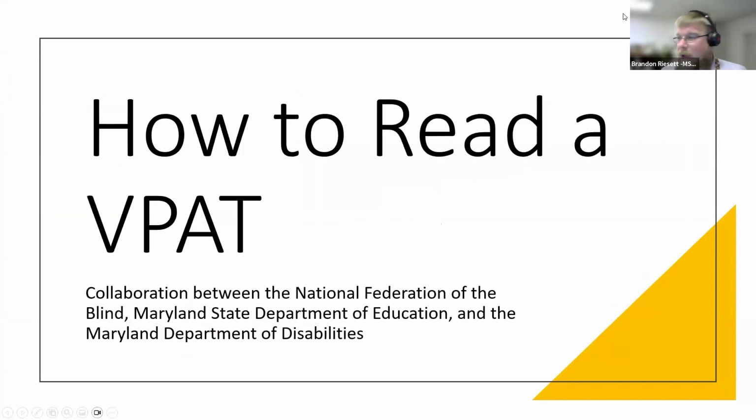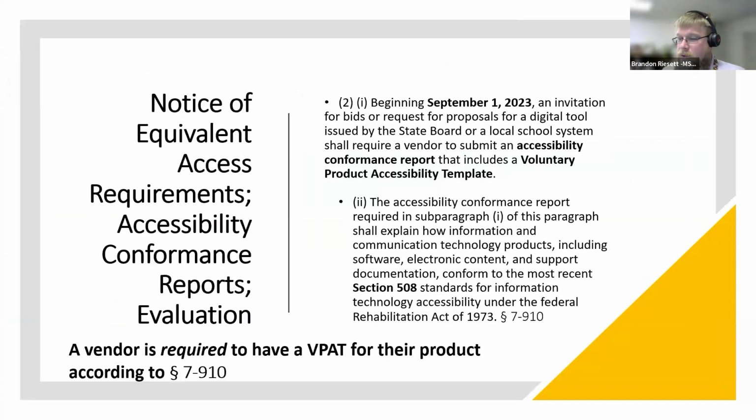Today, we're going to look at how to read a voluntary product accessibility template, or a VPAT. This collaboration between the National Federation of the Blind, Maryland State Department of Education, and Maryland Department of Disabilities is a direct result of legislation that was passed in 2022, section or statute 7-910, which is equivalent access for students with disabilities. This statute, or this law, required LEAs and Maryland State Department of Education to develop and procure accessible digital content.